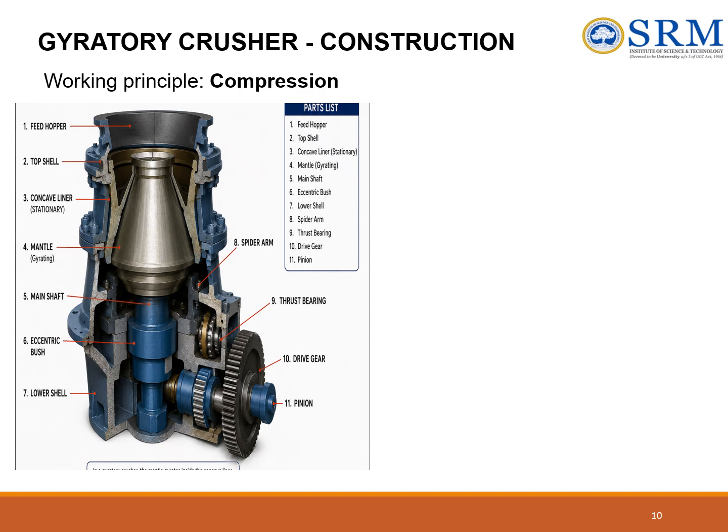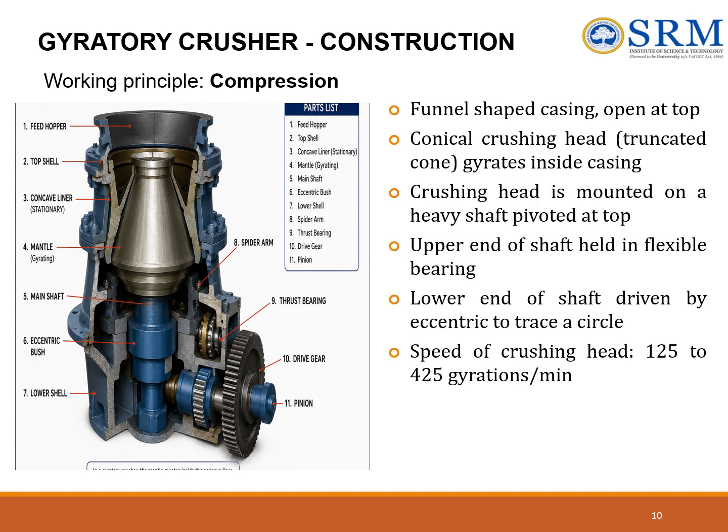The next type of crusher is the gyratory crusher. It also works by compression. Here we can see a funnel shaped casing open at the top. The conical crushing head gyrates inside the casing. This crushing head is mounted on a heavy shaft provided at the top. The upper end of the shaft is held by a flexible bearing and the lower end of the shaft is driven by an eccentric to trace a circle.